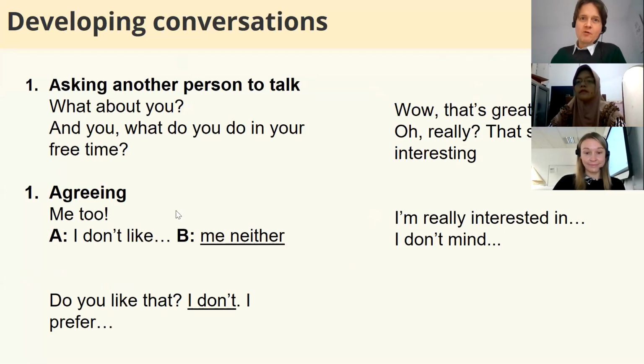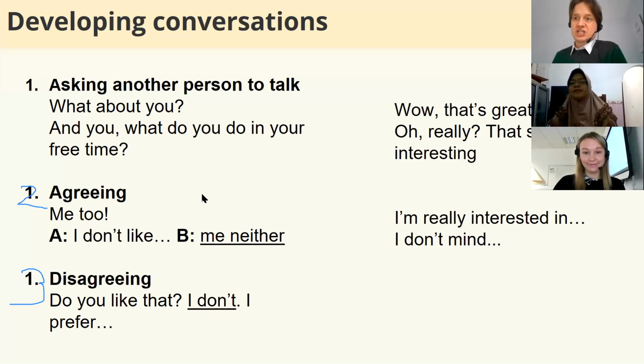So number 3, what have we got for number 3? Any ideas for that? Anybody? Preferences. Okay. Good. And we've got disagreeing. So number 3 is disagreeing. If you disagree with what somebody said, you might say, do you like that? They might say to you, do you like that? And you say, I don't. So the stress there would be on don't. I don't.